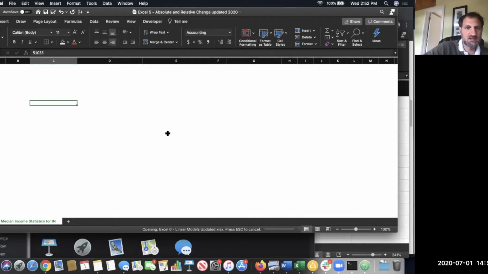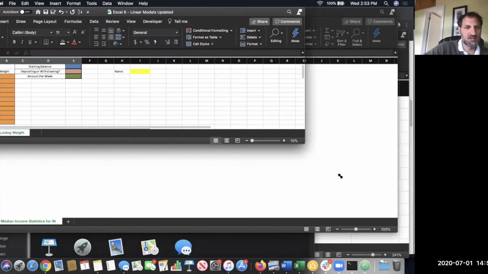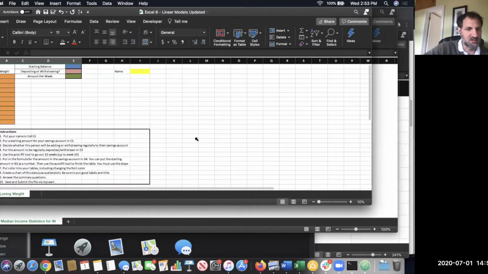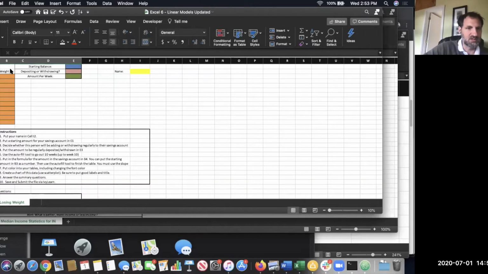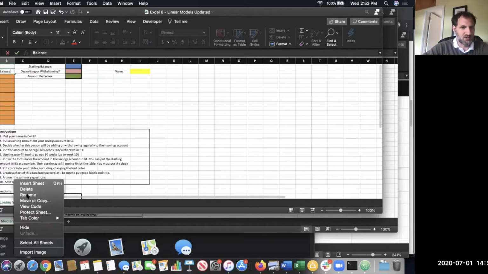Excel 6, the hardest thing is writing the formulas in a way that reinforces our work with linear models. So in this one, you're building a graph. There is a mistake here. This should be not losing weight, but this should be a balance. So I just change that and update it, it used to be a losing weight one. I decided to change it to money.